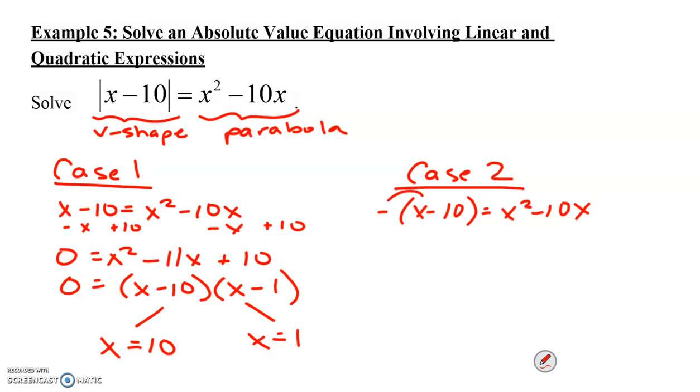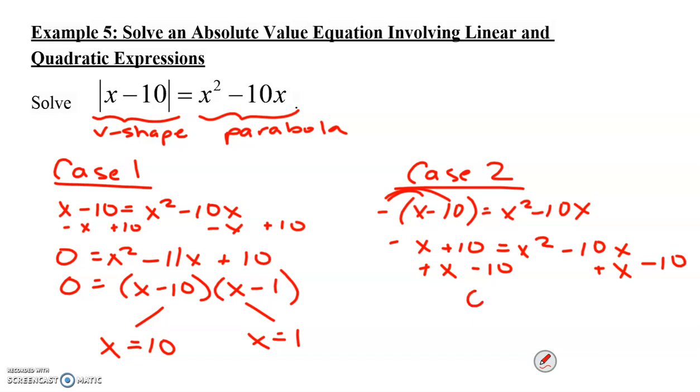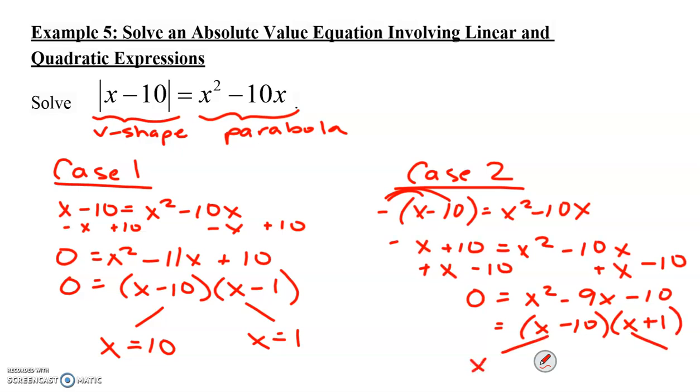Now we'll try the other side again. We'll distribute that negative. So we get negative x plus 10 equals x squared minus 10x. Add my x over and subtract the 10 over. So we'll end up with 0 equals x squared minus 9x minus 10. And again, this factors into x minus 10 and x plus 1. So my 2 options are that x equals 10 and x equals negative 1. So notice I only have 3 options to check. I have 10, 1, and negative 1.